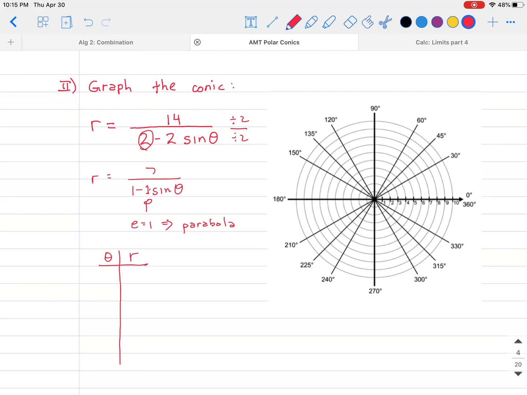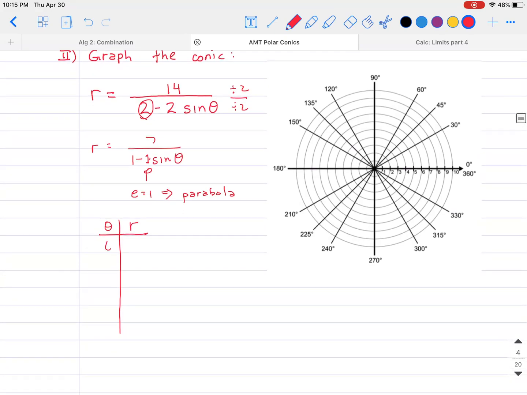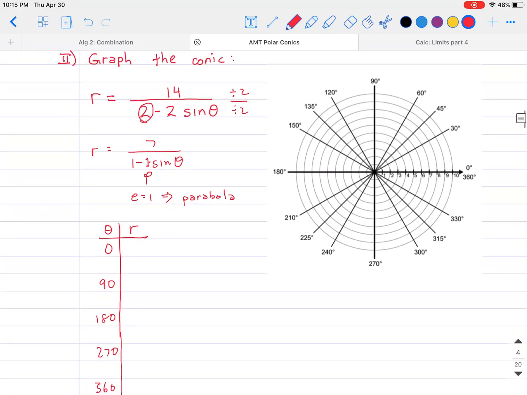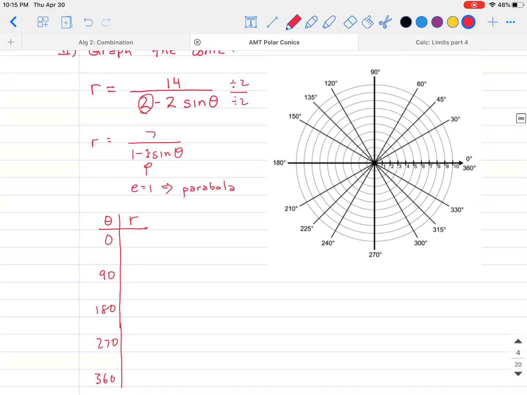Okay. Now let's go ahead and see how that comes out to be a parabola. So let's have the angle theta. We have the value of r. We're going to also use 0, and then 90, 180, 270, and then finally 360. I'm going to give myself a little bit more space because I didn't do it on the last one. So here we go. Let's go ahead and plug into either one of those equations, should be okay. So plug in 0 at the very beginning.